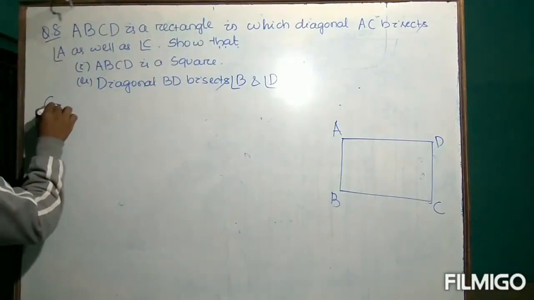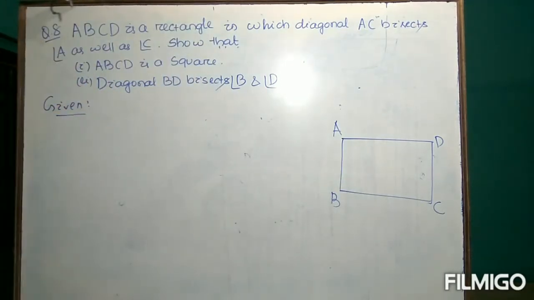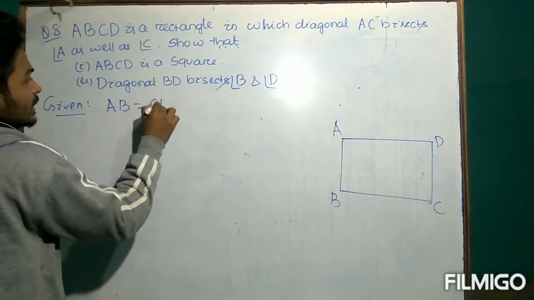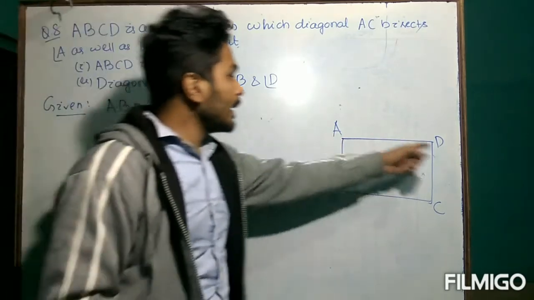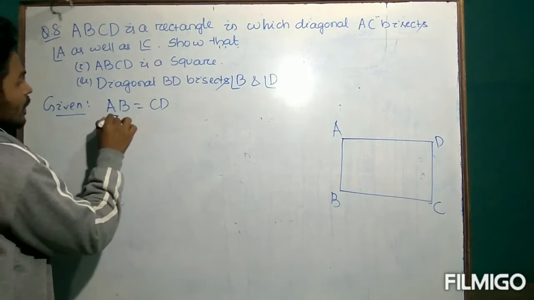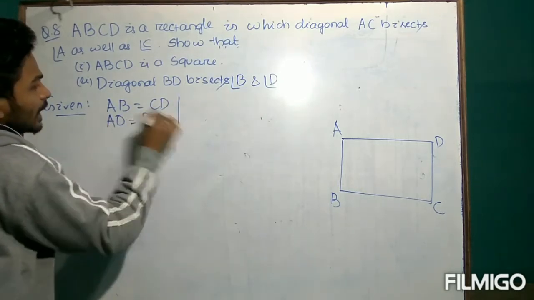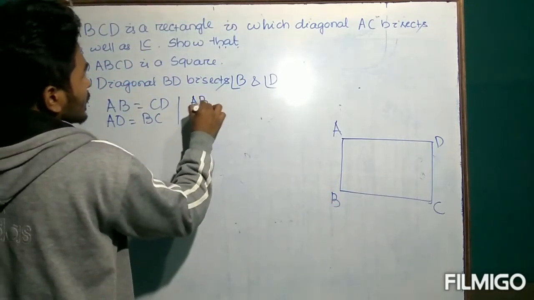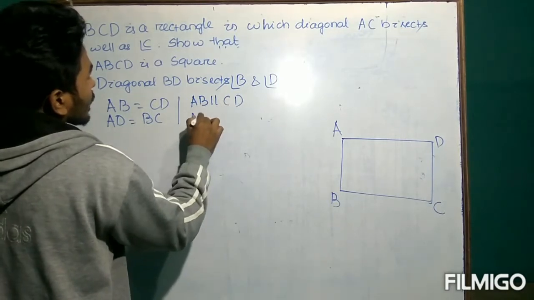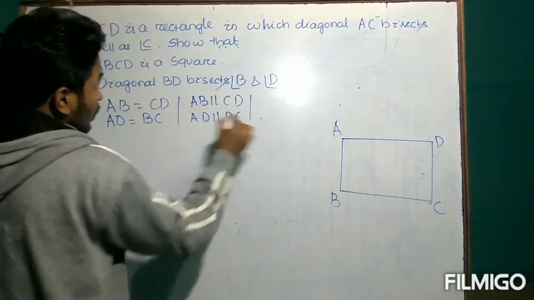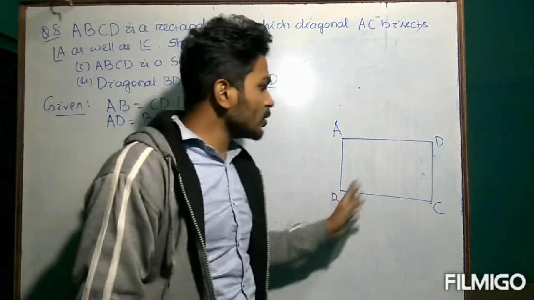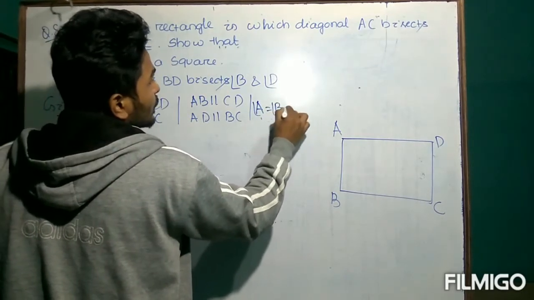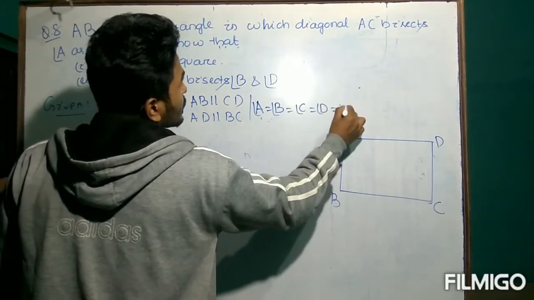So you can write that in this rectangle, AB is equal to CD. These are the opposite sides. And AD is equal to BC. Like this, they are also parallel. So AB is parallel to CD and AD is parallel to BC, as well as all the angles must be 90 degrees. So angle A is equal to B is equal to C is equal to D, which is equal to 90 degrees.